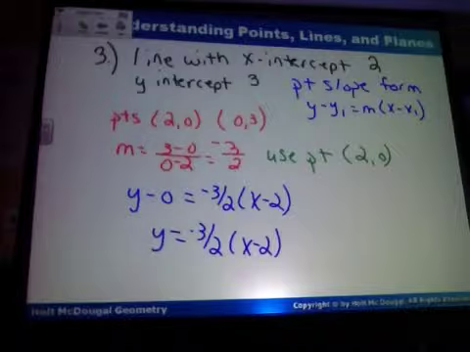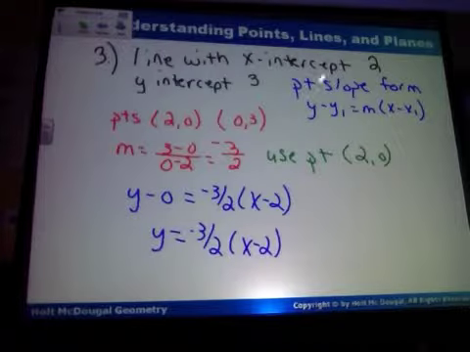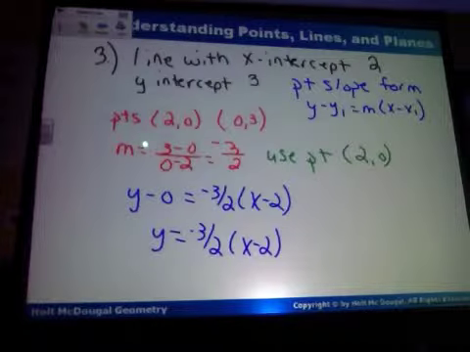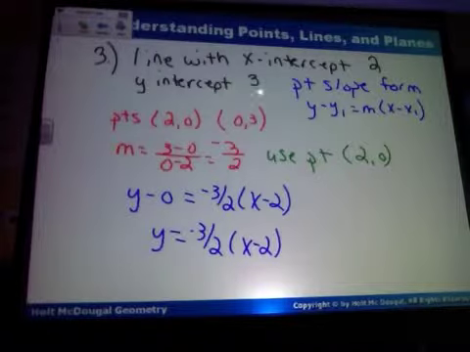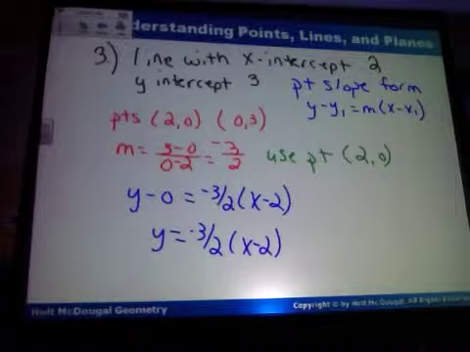All right, on number 3. Line with x-intercept equal to 2 and y-intercept equal to 3. We want to put it in the point-slope form, identified right here. Okay, first you need to go ahead and identify your points. Well, if our x-intercept is 2, we know our y-coordinate is 0. So here's our first point. If our y-intercept is 3 on our second point, we know our x-coordinate is 0. So identify your points first.